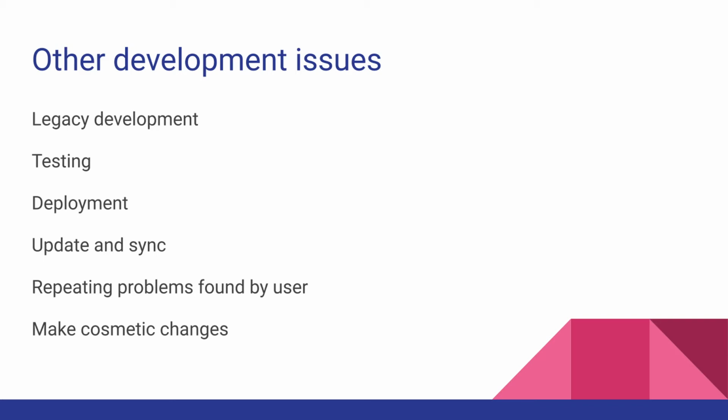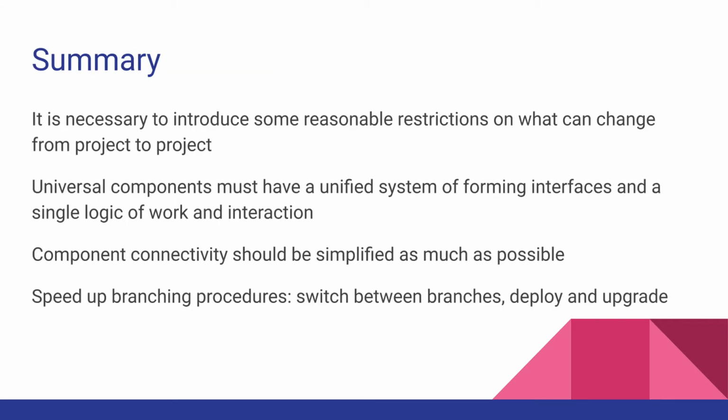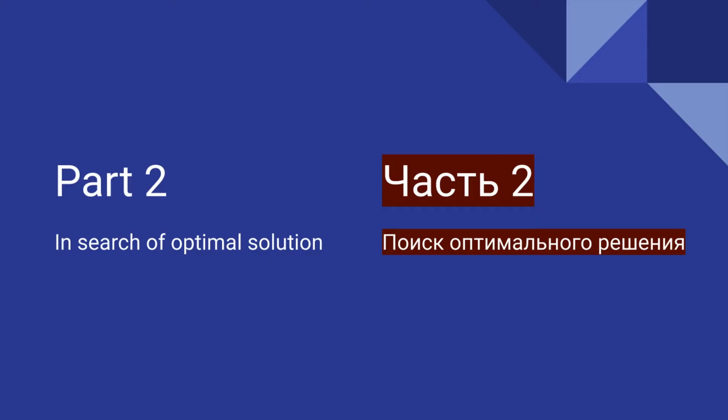Therefore, we conclude that in order to increase the development speed, it is necessary to come up with a way to speed up the procedures associated with branching, switching, deployment, updating, etc. Summarizing the findings: reasonable restrictions must be introduced, a unified understanding of the formation of the interface is necessary, the interaction of components should be simplified, and all routine operations for switching contexts should be automated. Part 2, in which we will choose reasonable restrictions, and also set a general outline of the architecture that will allow us to benefit from code reuse.